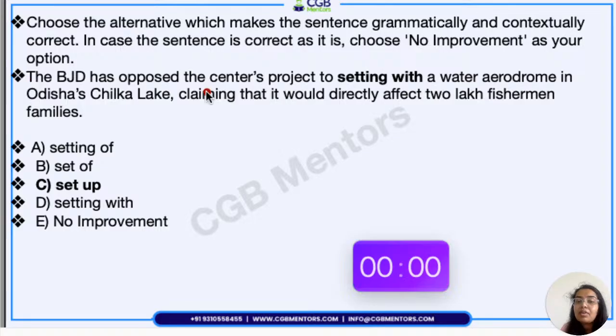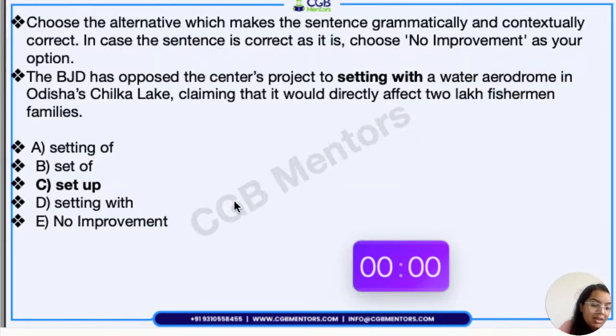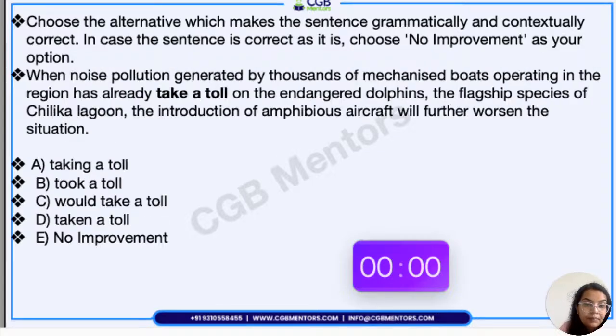The BJP has opposed the center's project, and "set up" means to establish anything, to construct something. If it's about an aerodrome, definitely "set up" will come. Okay? Zeba, please let me know, what's your doubt related to the question we did previous to this one?